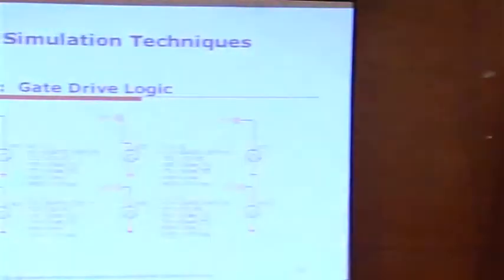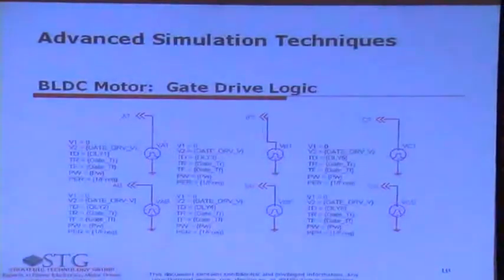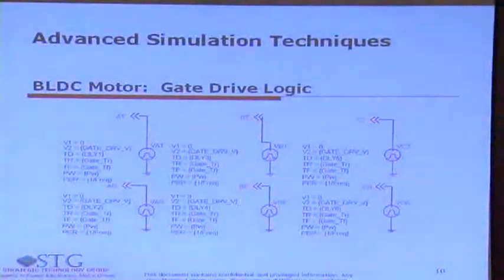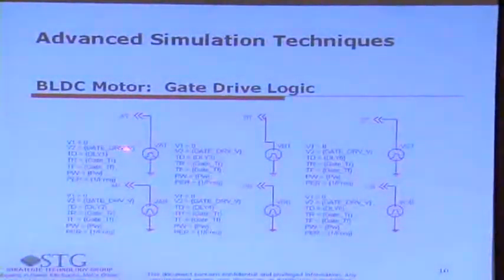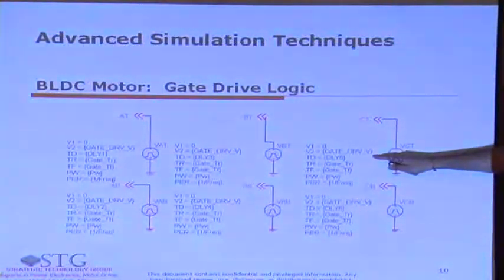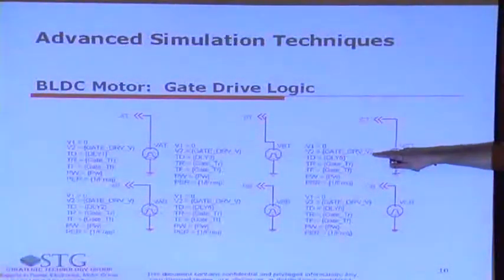this is the gate drive logic. Now we have used 6 sources. These are V pulse sources. So 6 sources to build essentially 6 simple square waves in PSpice. Okay, and if we just focus on this for a minute, VCT, you have essentially V1, which is the starting voltage, and then you have V2, which is the actual gate drive voltage.